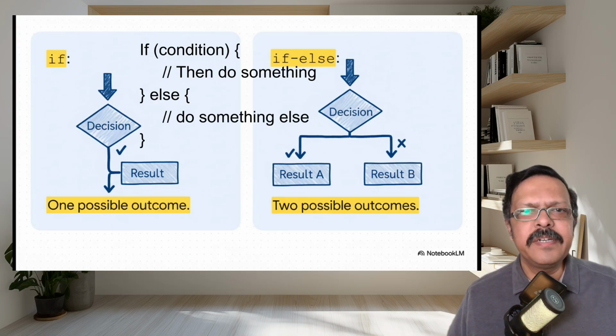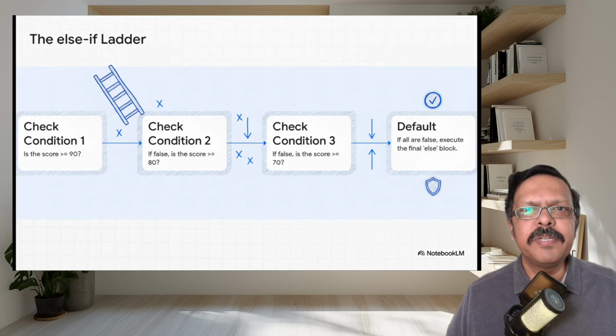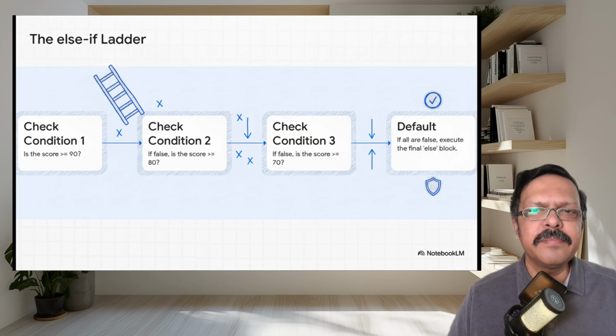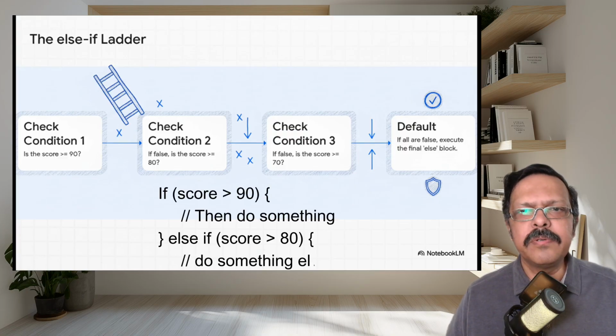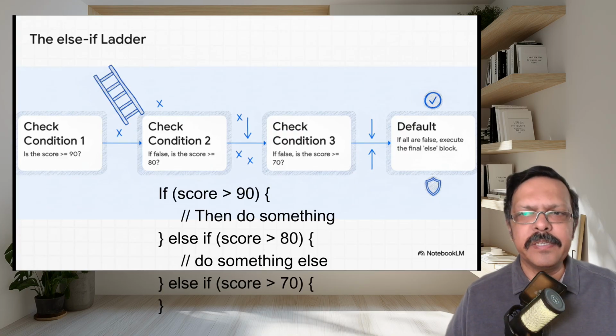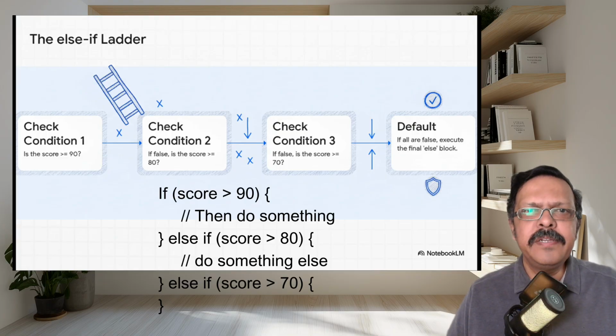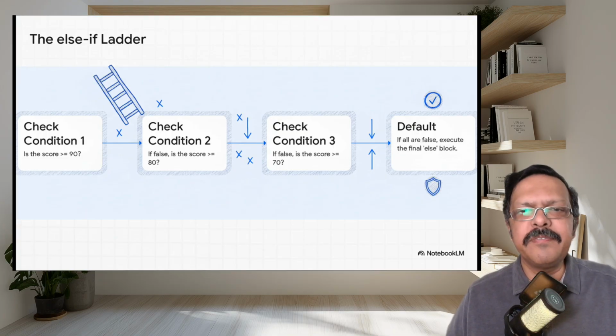So when decisions get a little more complex, we have something called the else if ladder. This takes over. The program checks one condition after another. So 90 and above? No. 80 and above? No. Until it finds the first true match. And if none match, the final else safely catches everything else.